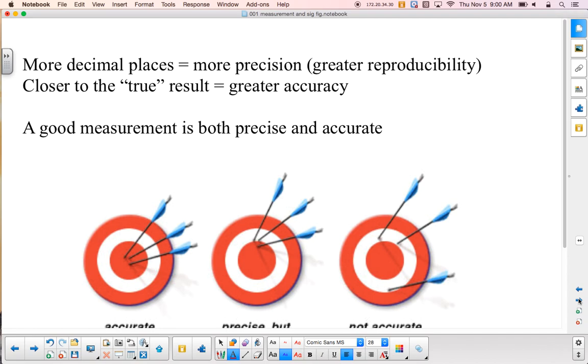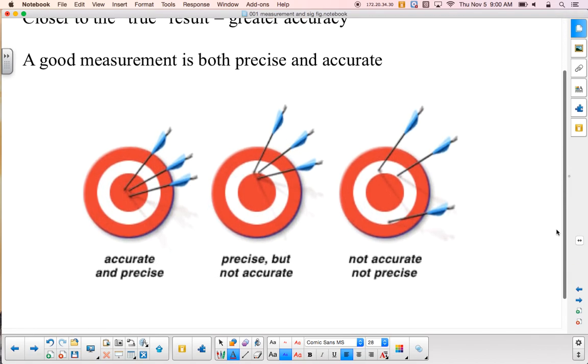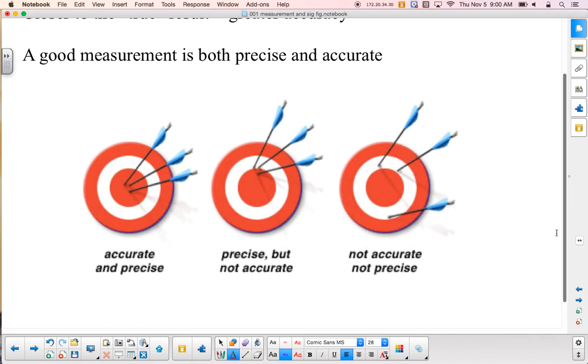Precision is reproducibility. You get the same answer over and over and over again because there's not much room left for the size of your estimate. Accuracy is a closeness to the true result. A good measurement is both precise and accurate. I find that accuracy and precision are often best thought about in terms of shooting arrows at a target.